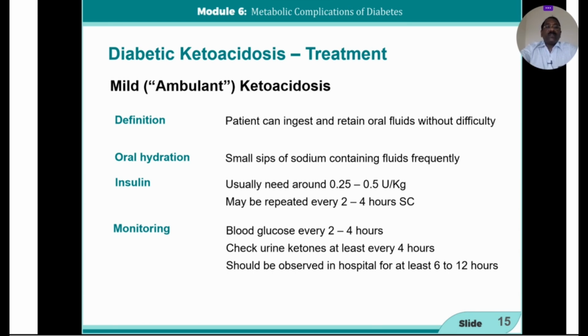So mild ketoacidosis is an ambulant definition. The patient can ingest and retain oral fluids without difficulty. That is the reason you need not admit, because oral fluid therapy is sufficient here. Oral hydration: small sips of sodium-containing fluids frequently. Insulin: usually you need around 0.25 to 0.5 units, which may be repeated every 2 to 4 hours subcutaneously. Monitor blood glucose every 2 to 4 hours. Check the urine ketones at least every 4 hours. The patient should be observed in the hospital for at least 6 to 12 hours. That is your mild ketoacidosis.